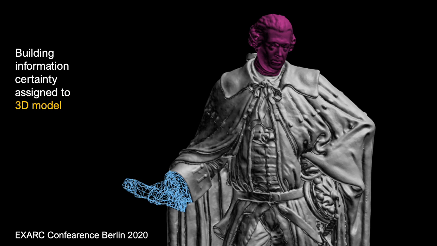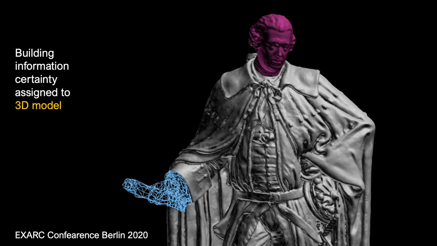Much like the maps that we showed you before, we also experimented with certainty in our 3D models. How could we render a 3D model which represents as very certain in a way that could show that we were uncertain about certain elements of it? In this case, you can see the statue from the previous slide has also got a purple head and a blue wireframe hand. The reason behind this is because we were trying to show how the information we had about these two elements was different from the main body of the statue.